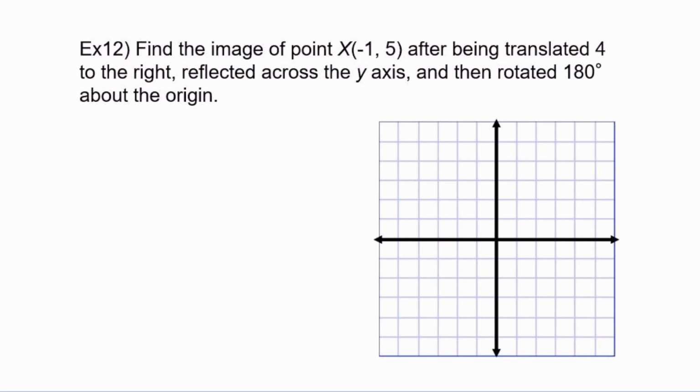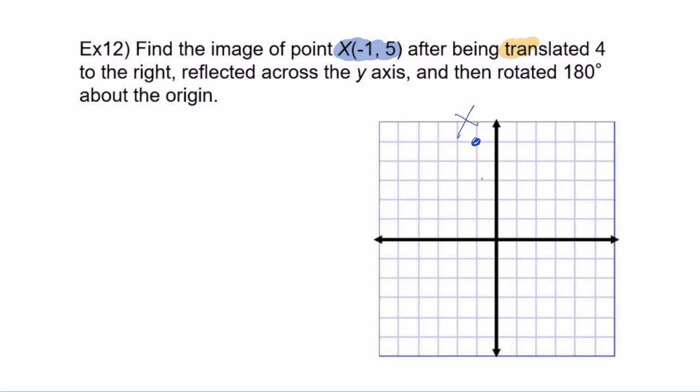All right, our final example, and then I will put some kind of summary of concepts up for you as well. So we have here the point X, which is at -1, 5. We'll do X in blue. X is at -1, 1, 2, 3, 4, 5. Here is the point X. And then we have a sequence of transformations that it asks us to do.